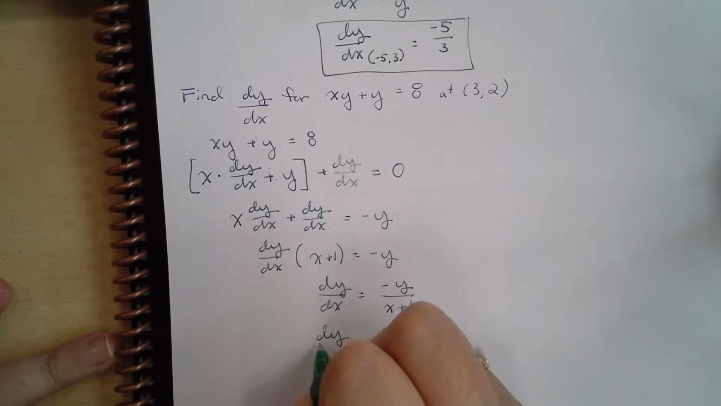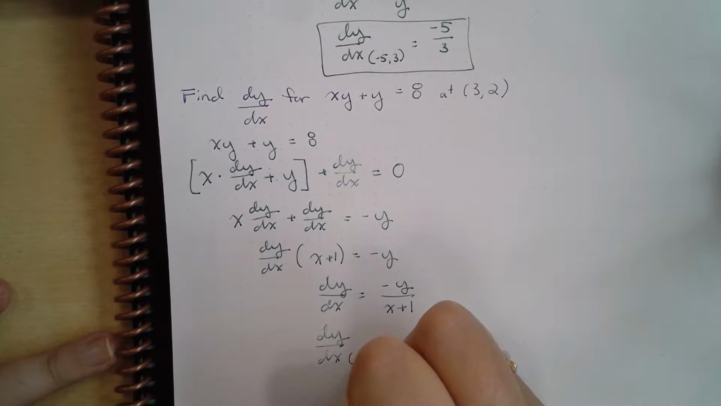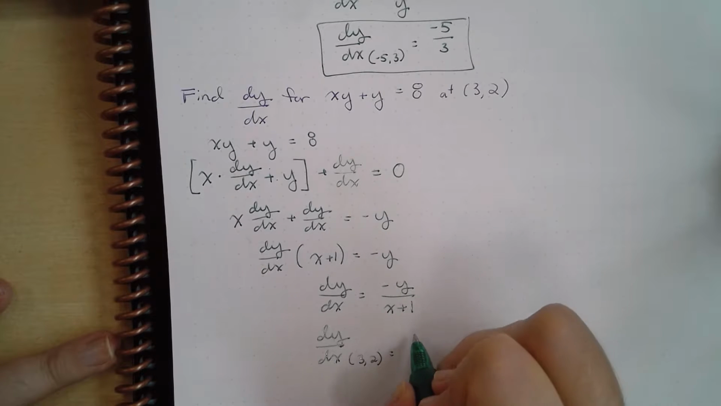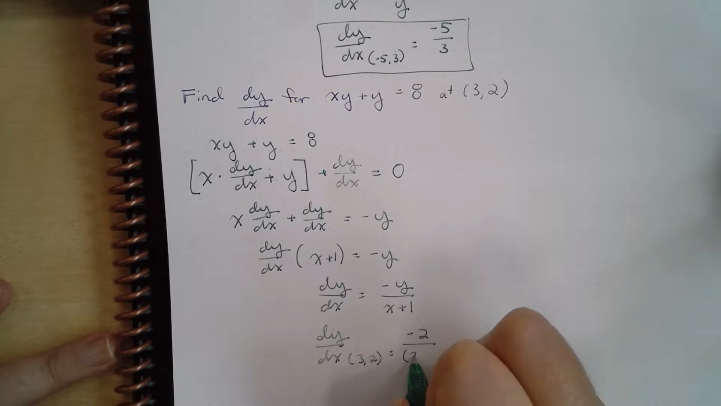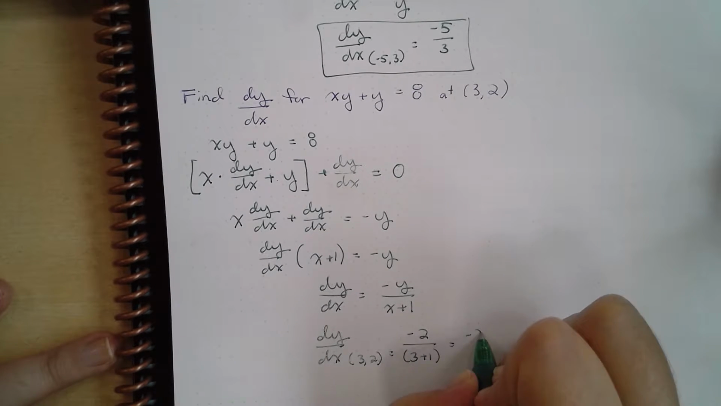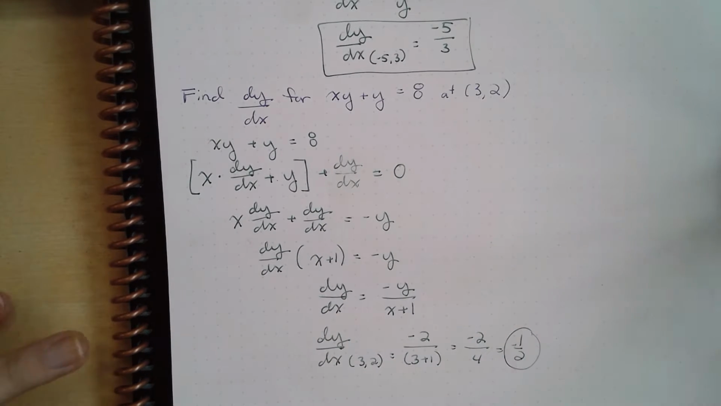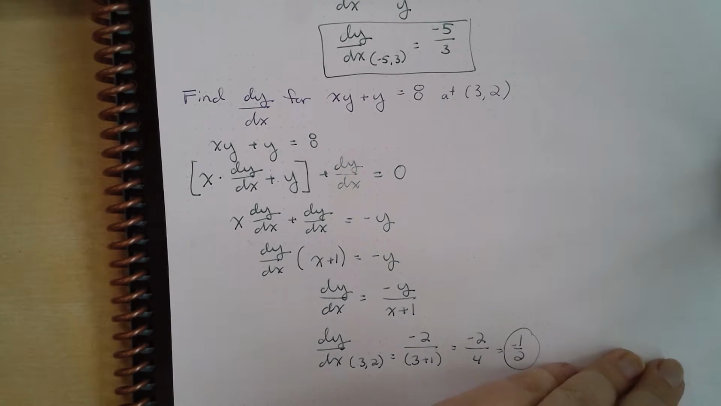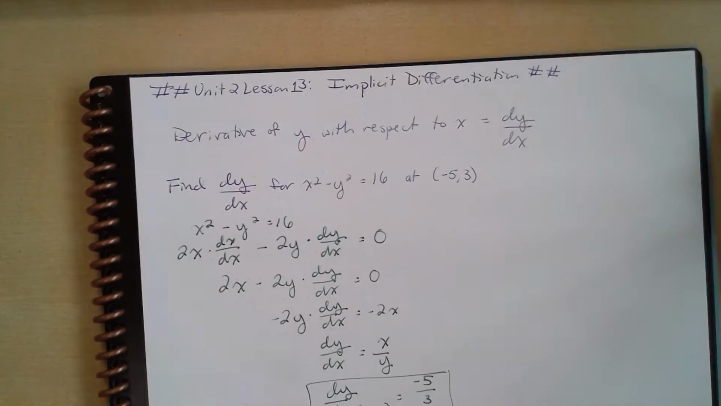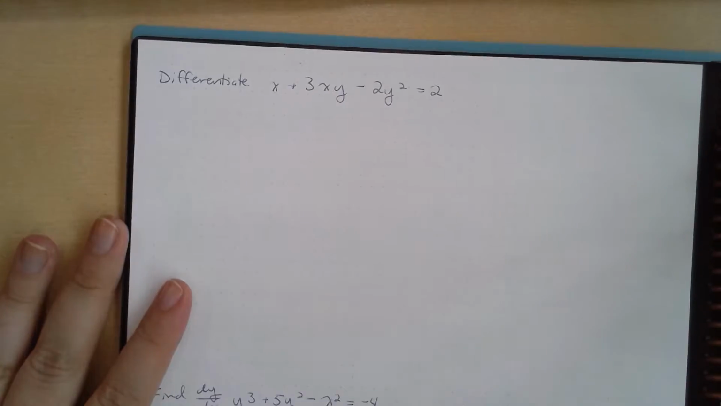So dy over dx at the point (3, 2) is equal to negative 2 over 3 plus 1, which is negative 2 over 4, which is negative 1/2. That's our final answer. Hopefully that made sense and was pretty clear. I'm going to do some more complicated examples as we go on here, so you can see what's going on. So let's do another.